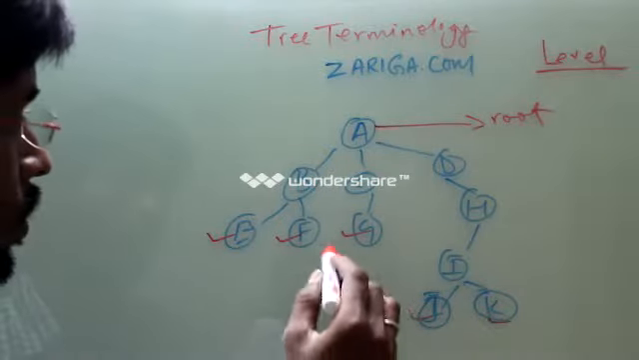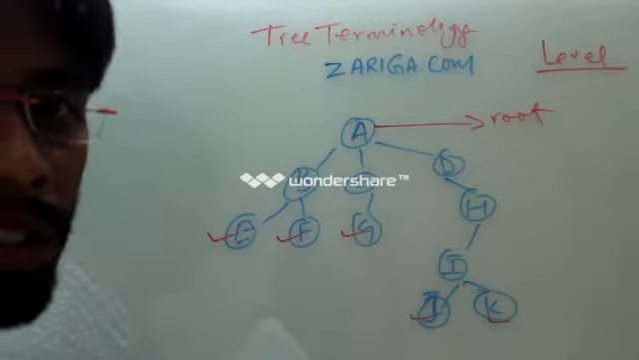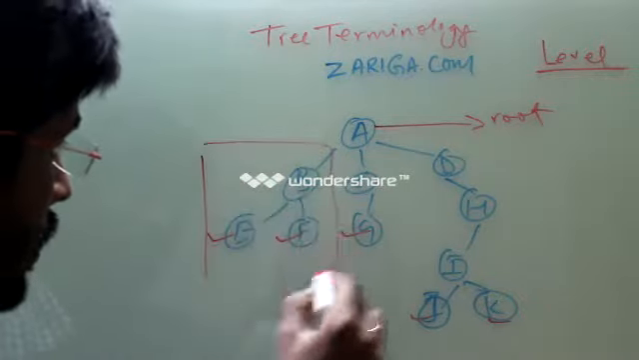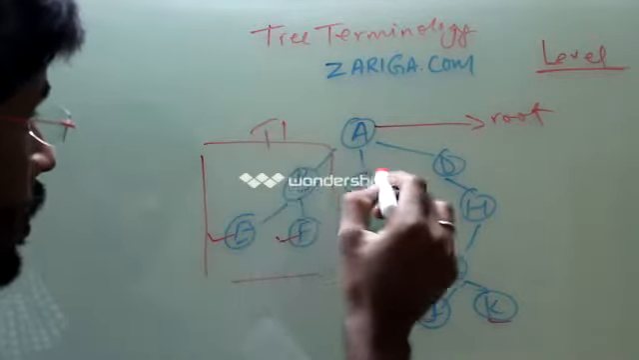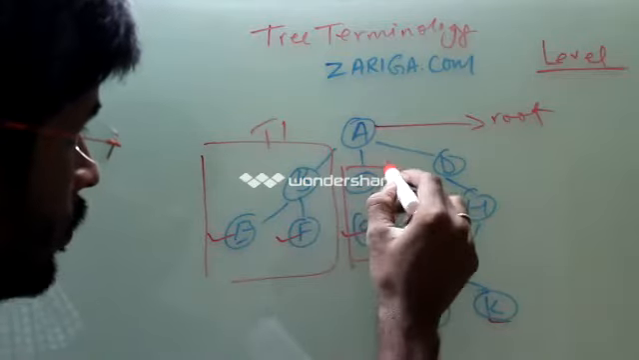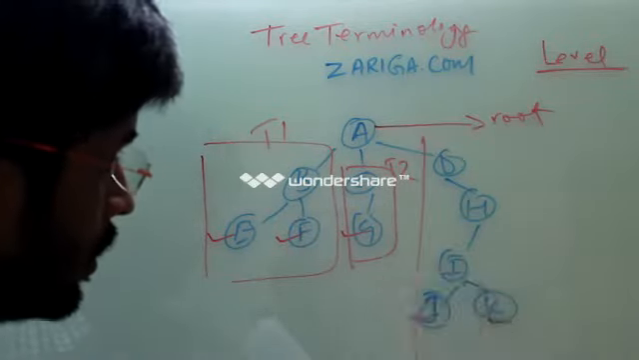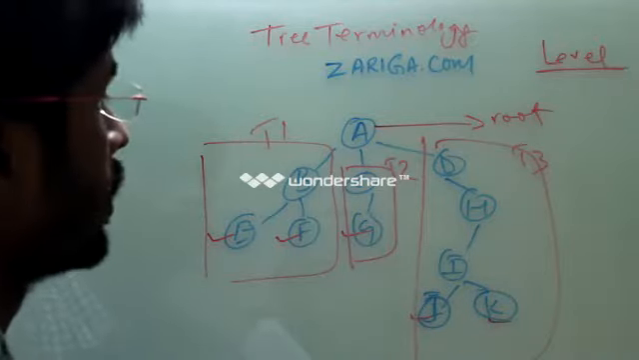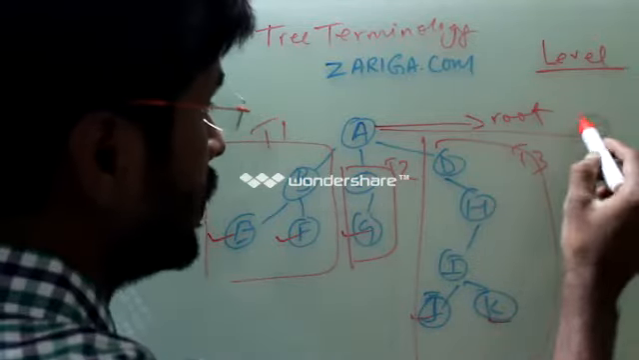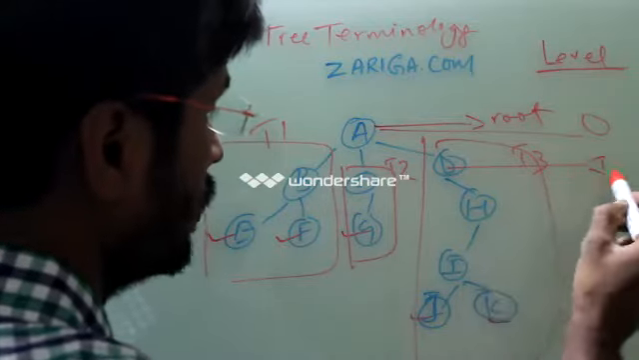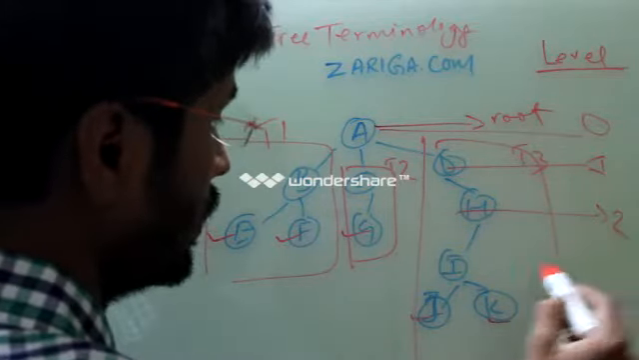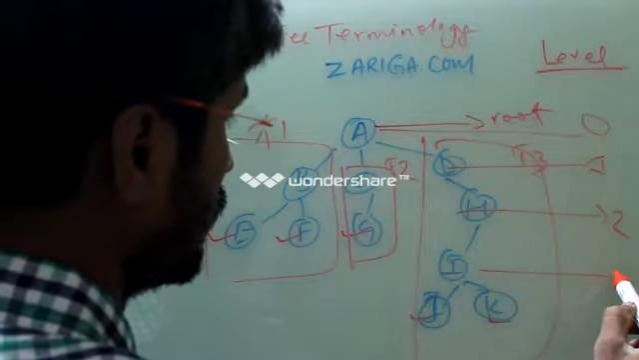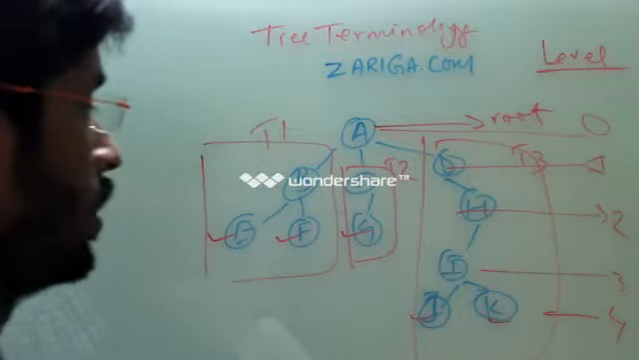If I ask what are my subtrees, under A, I will say this is my tree 1, this is my tree 2 and this is my tree 3. If I ask what are my levels under this tree, this is my 0 level, this is the first level, this is the second level, this is the third level. So I have 4 levels.